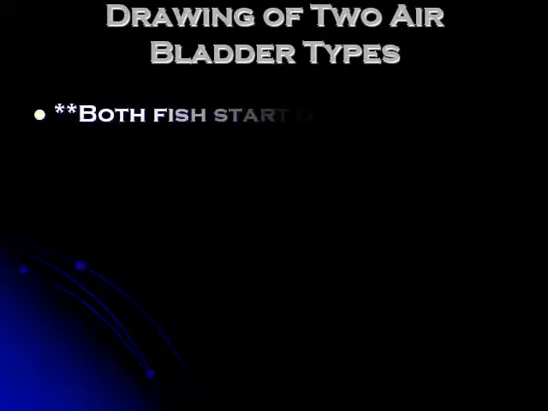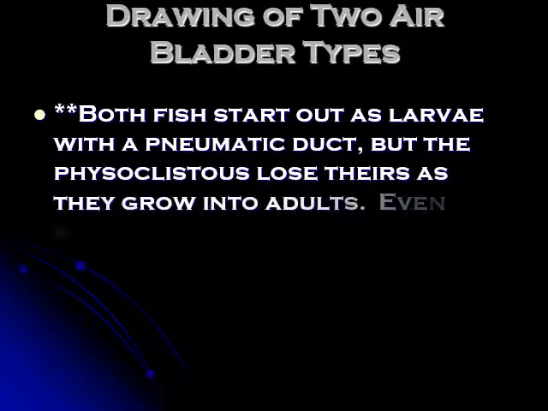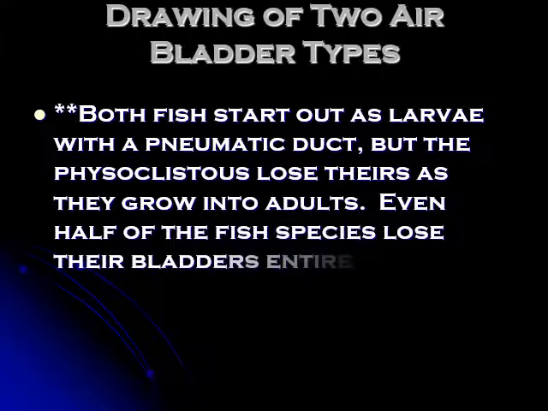So again, we'll have to have these drawings in a different video. But both fish start out as larvae with a pneumatic duct, but the physoclists, the ones with the bladder closed, they lose theirs as they grow into adults. Even half of the fish species lose their bladders entirely. So not every fish is guaranteed to have a swim bladder.